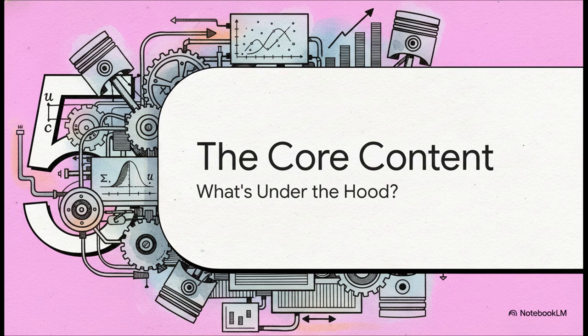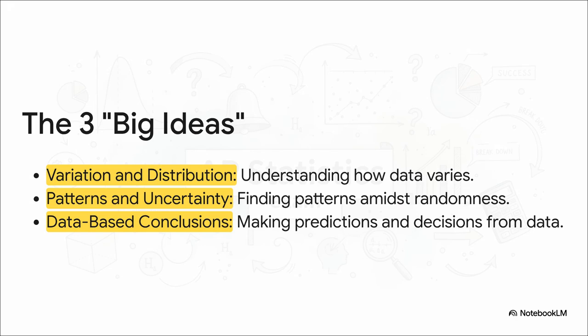So we've seen this structure. Now let's pop the hood and look at the engine. What is the core content that actually powers this entire exam? Everything in AP Statistics is built on these 3 big ideas. First, just understanding how data varies. Second, finding real patterns while also dealing with uncertainty. And finally, using that data to draw conclusions and make actual decisions. Every single question on the exam is going to tie back to these principles.